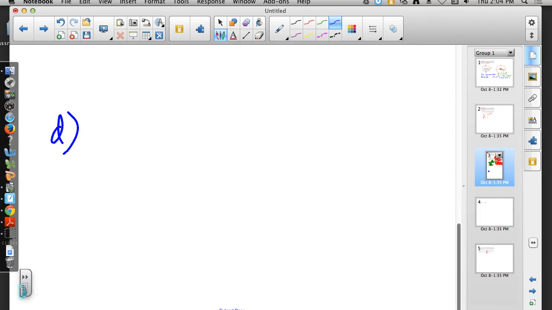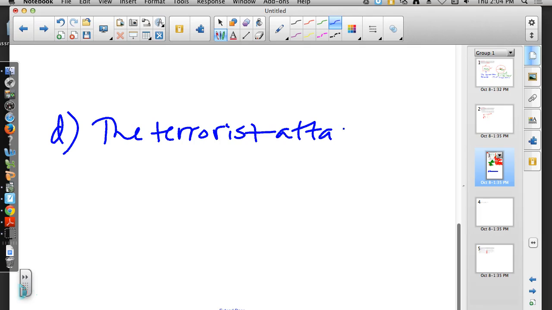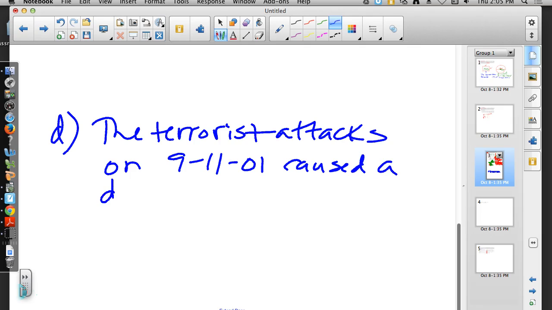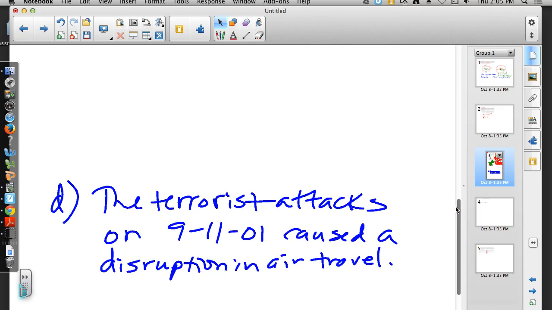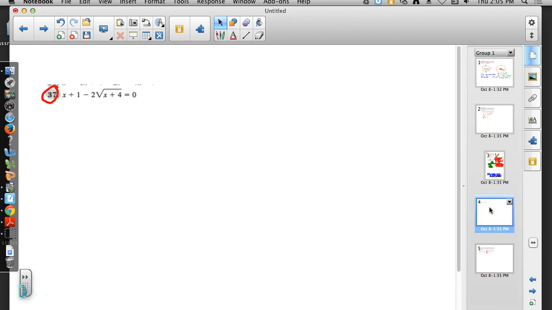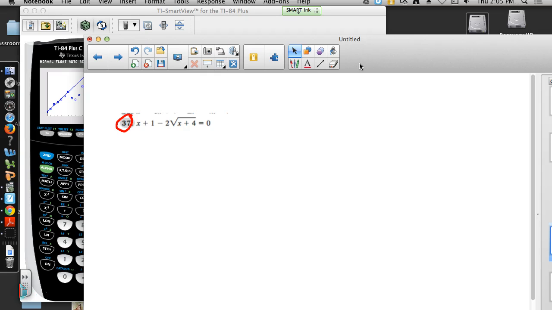So for part D, the terrorist attacks on 9/11/01 caused a disruption in air travel. People were worried, so they didn't want to ride on the planes anymore. And it was a pretty slow recovery to get people to want to be on the planes again. All right, now I am going to turn off the Graphing Calculator app.